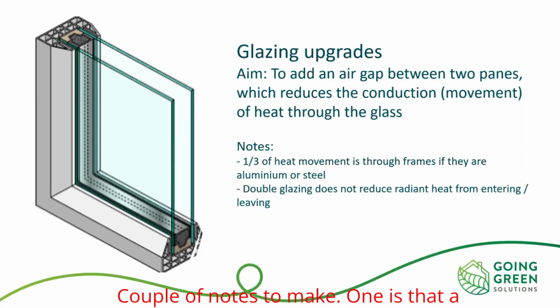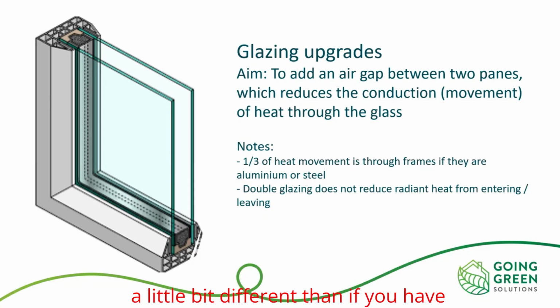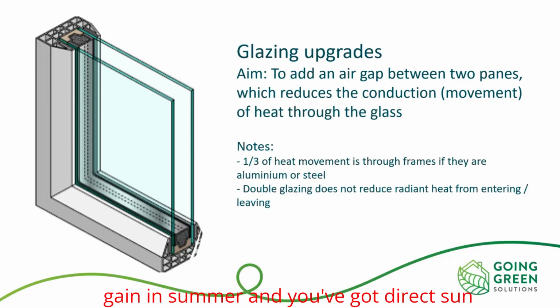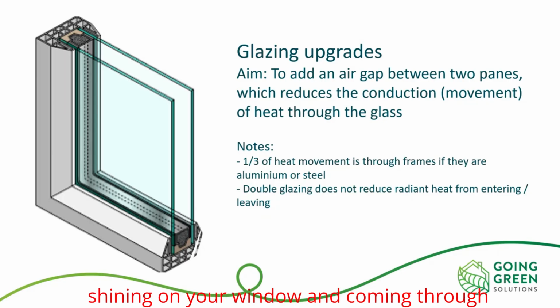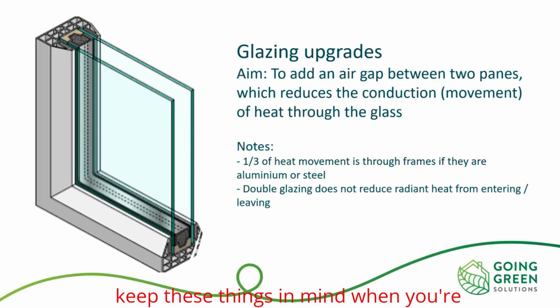Couple of notes to make. One is that a third of heat transfer through windows is actually through the frames if they're any kind of metal. So if you have a steel or an aluminium frame, it's a little bit different than if you have a timber or a UPVC frame. UPVC is plastic. The other thing is that if you're having trouble with excess heat gain in summer and you've got direct sun shining on your window and coming through the window, any sort of glazing upgrade, double glazing or secondary glazing, isn't going to prevent that. What you really need is external shading. So keep these things in mind when you're working out what to do.